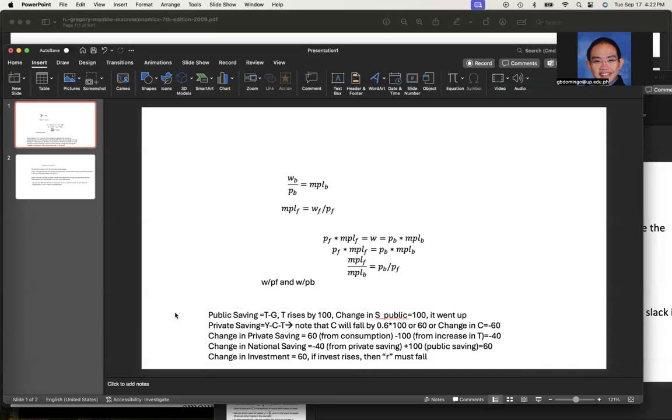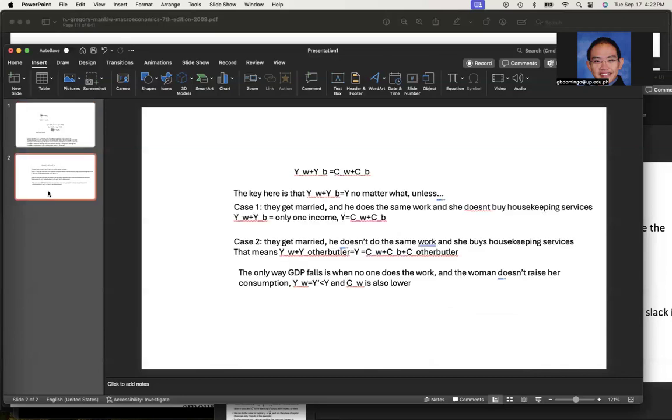Okay, and then as I promised, the last thing I'll talk about is the theory again of national income determination. So we should return to the case of the married butler. What we've got here is Y, which is real GDP or income. And on the right-hand side, you've got consumption by the wife and consumption by the butler. So this is the initial state, right?